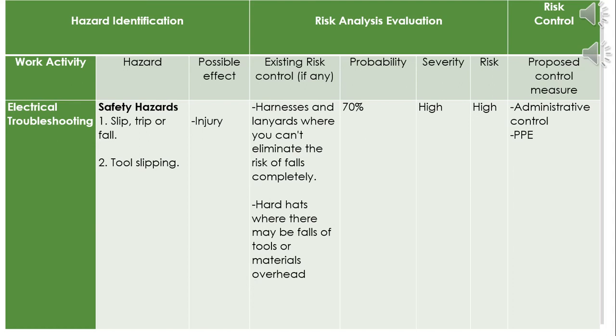Existing risk control, if any: Harnesses and lanyards where you cannot eliminate the risk of falls completely. Hard hats where there may be falls of tools or materials overhead. Probability: 70%. Severity: High. Risk. Proposed control measure: Administrative control and Root PPE.